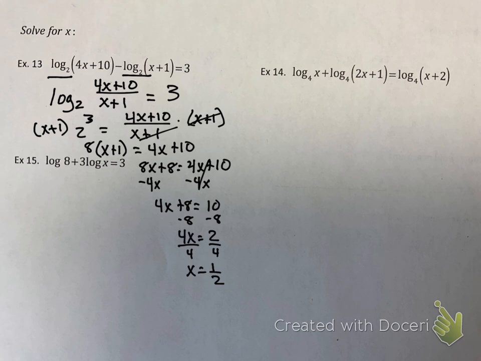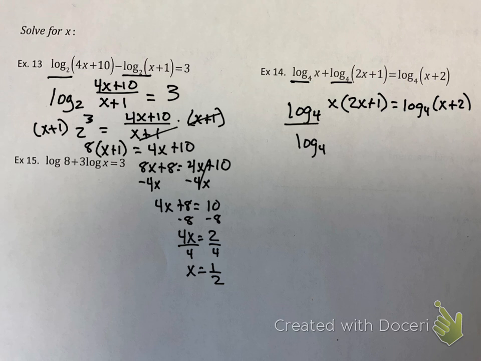All right, so let's look at example 14 then. So here we have log base 4, but we're adding. So now we're going to use the product property and multiply these. So x times 2x plus 1. Don't forget that when you multiply, you're going to have to distribute. So we're going to have to remember that. Okay, so let's go ahead and distribute that to simplify this.